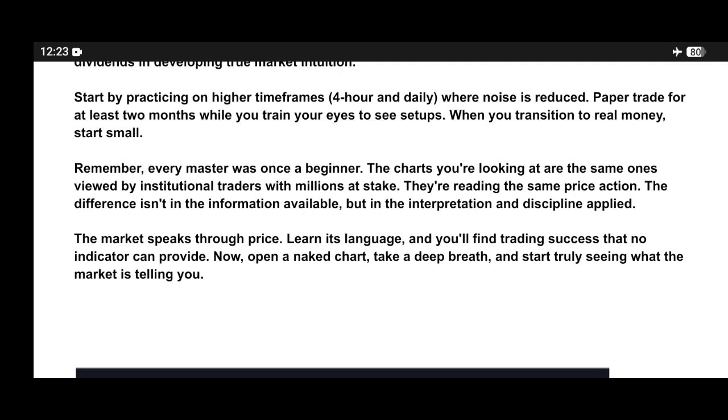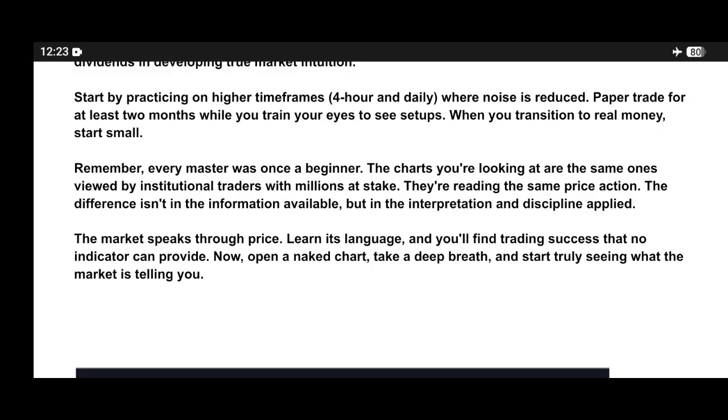Are you getting me? So the market speaks through price, because that is what people always say: price is king, price is queen, price is everything. Learn the language of price action, and you will find trading success that no one indicator can provide.